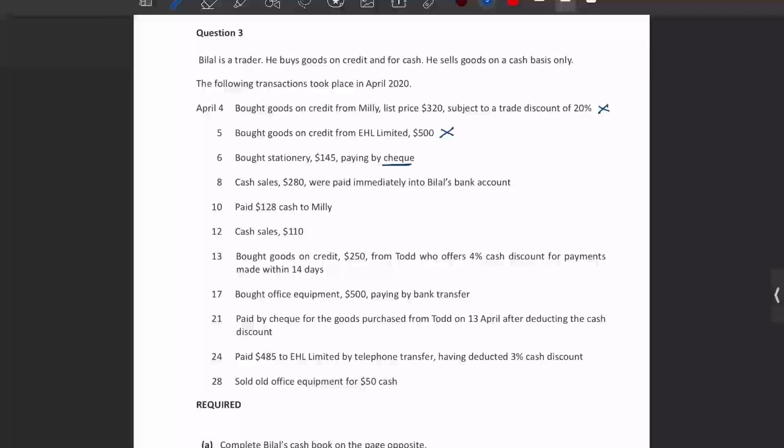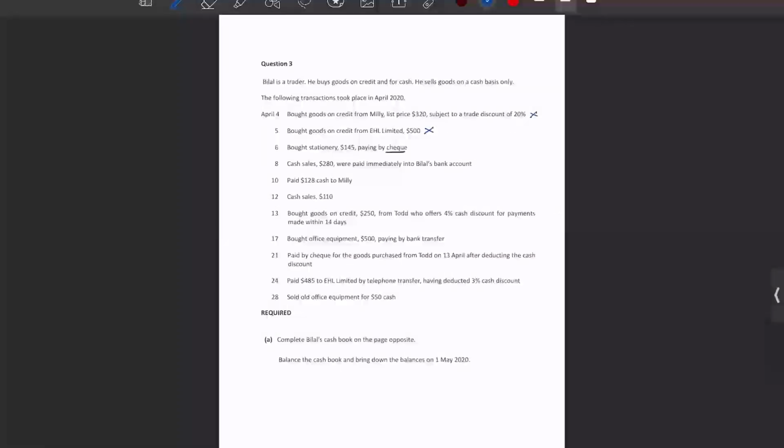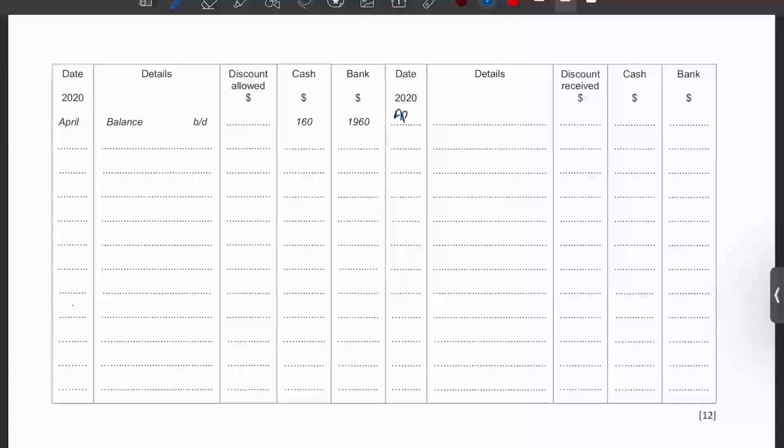Can you enter the third one? You are paying for stationery by check, 145 on the 6th. Opening balances are already given, so you don't have to worry about it. That's why they didn't give you the balance sheet. What's happening now? You are paying 145 by check on the 6th. So April 6th. What are you paying for? Stationery. How much did you pay? 145. Bank account, no? Money in the bank will reduce by 145. Hope you entered that. Money in the bank will reduce.